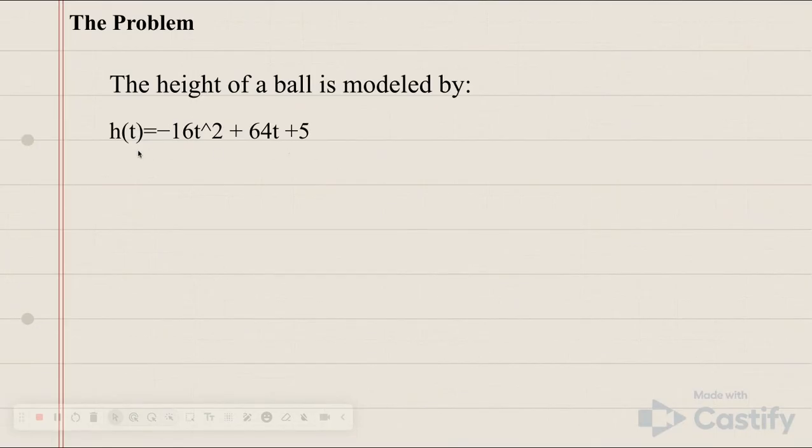So here we have a function, h of t is equal to negative 16t squared plus 64t plus 5. H is equal to height, and t is equal to time, and so this function, h of t, is equal to the height of the ball after this time. This function shows us that the ball will be thrown, it's going to rise, it's going to reach a high point, and then it will fall back down.